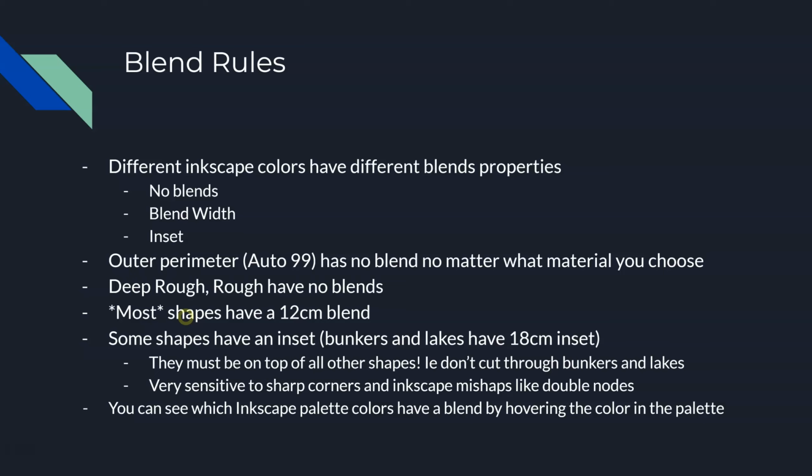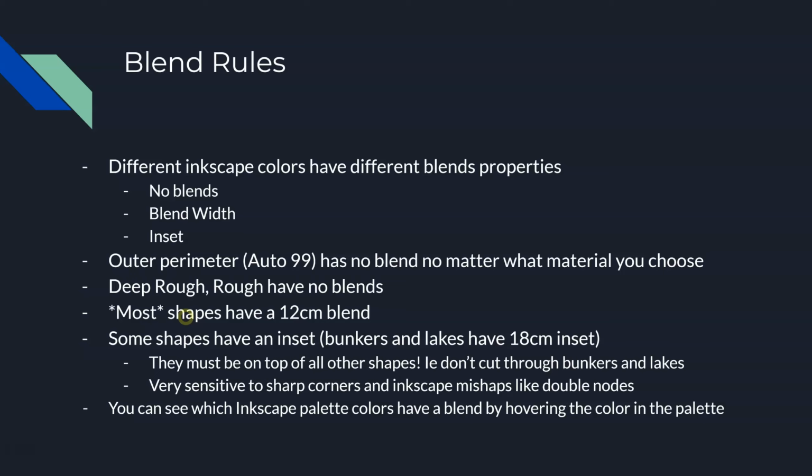So no big deal. Most shapes have a 12 centimeter outset blend. It's really important to understand that it's an outset. What it means is when you draw a shape, it's going to add an additional shape that is 12 centimeters that will create that blend on the outside of that shape. Okay, so most shapes do. I'll show you which shapes, I should say most colors have a 12 centimeter blend, right?